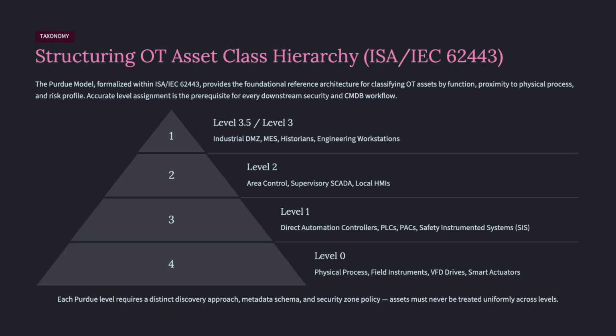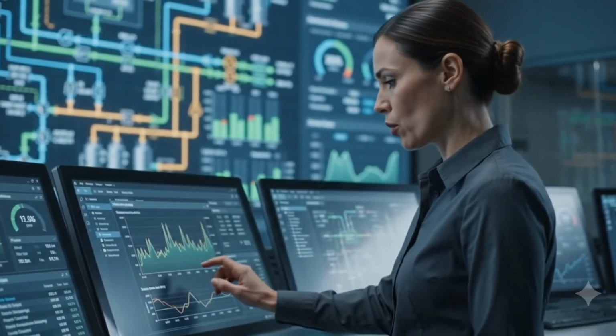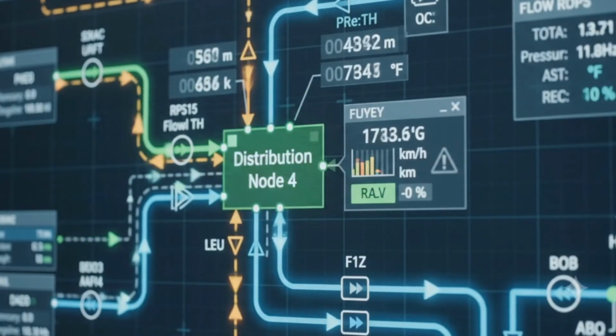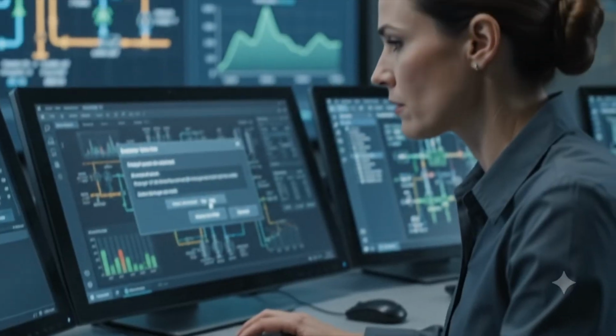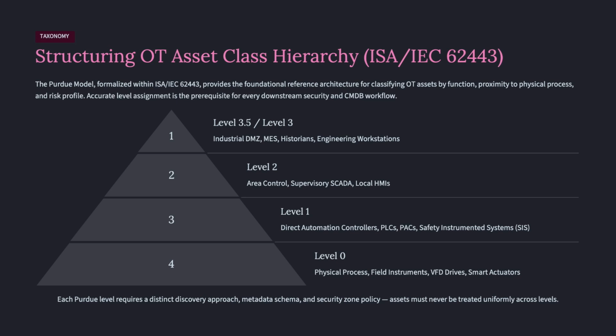Before deploying any discovery tools, you must establish a standardized asset taxonomy aligned with the ISA/IEC 62443 standard and the Purdue reference model. Assets are structured across four operational levels. At Level 3 and 3.5, we manage site operations, MES, plant historians, and engineering workstations. At Level 2, we establish supervisory control, including SCADA servers and operator HMIs.